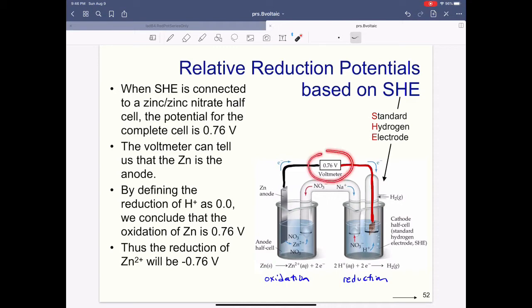Since this is equal to positive 0.76, but of course the hydrogen is 0, and we can see that the zinc is connected to the black lead, the oxidation of the zinc would be positive 0.76. Thus, the reduction potential of the zinc 2 plus would be the opposite sign.